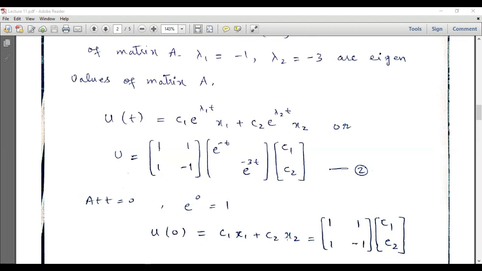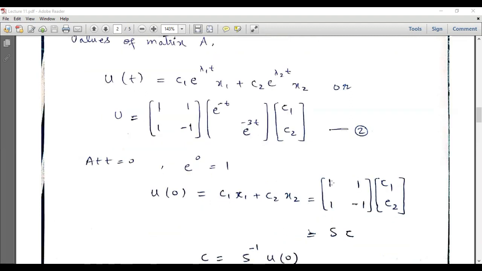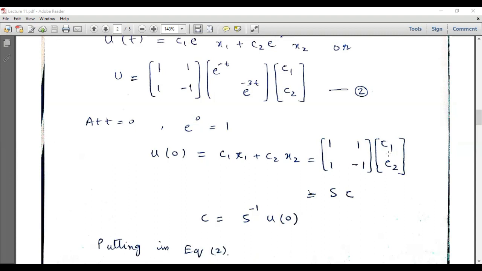So this is our u(0), and this can be written as x1 equal to (1, 1), x2 equal to (1, -1), and c1, c2 can be written as the two elements of a column vector. So [1 1; 1 -1] times (c1, c2). This is our S matrix, matrix of eigenvectors, and this is our C matrix, which is (c1, c2). So from here, C can be written as S inverse u(0), right? This is u(0) equal to SC. So C will be equal to S inverse u(0).